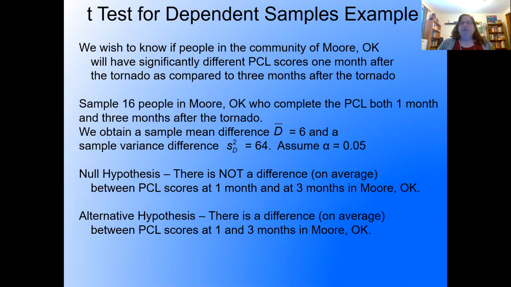And is this one-tailed or two-tailed? If you answered that it's two-tailed, you're absolutely right, because we use the word different here. Had we said that the scores will be higher at 3 months, or lower at 3 months, it would have been one-tailed. But since there is no direction, it's two-tailed.